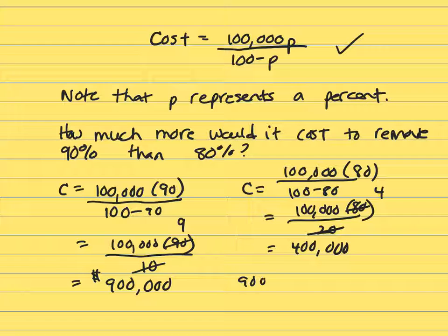So 900,000 minus the 400,000 gives you 500,000. So it costs $500,000 more to remove 90% than 80%.